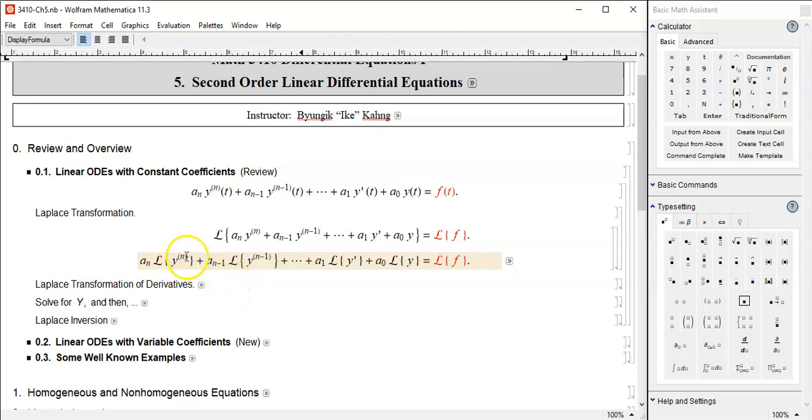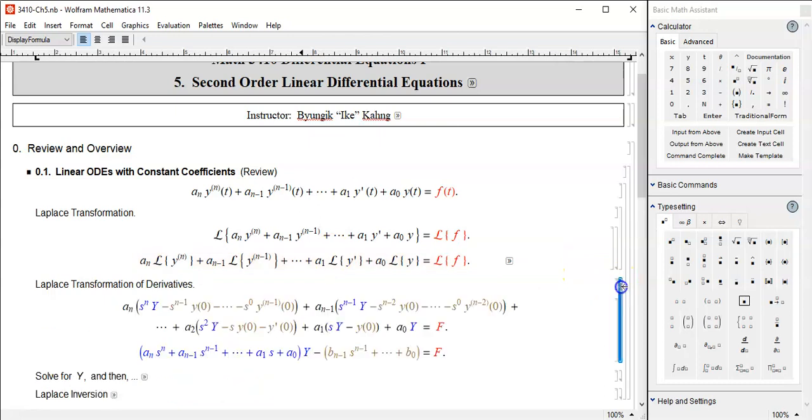Now what? What are the Laplace transforms of the derivatives? Well, this is a Laplace transform of the nth derivative. How do we prove it? Just apply the integration by parts repeatedly n times. This one is the Laplace transform of n minus first derivative, and so on and so forth. That of the second derivative, that of the first derivative, and then the original, so small y became capital Y. And the right-hand side, small f became capital F.